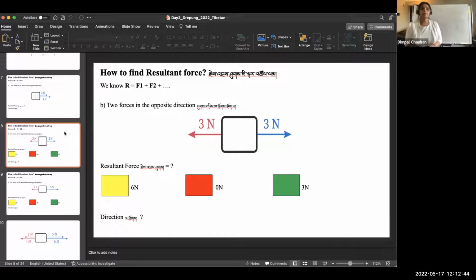Yeah, 0. Yes, it's right. 0 newtons. What will be the direction?